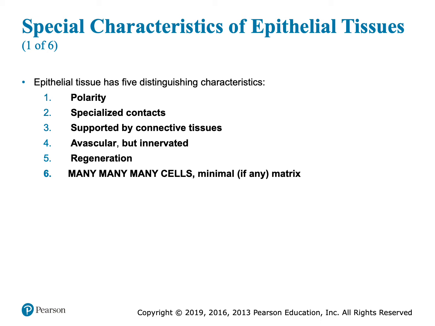So what makes epithelial unique? Polarity. I'm going to get into the details of all these things in a minute. Polarity. Specialized contacts. They're usually sitting on top of some sort of connective tissue, so the connective tissue is supportive. It does not have blood vessels running through it. They have to get their nutrients through some of those channels that we talked about, or maybe through endocytosis, but there are no vessels running through the epithelial layer.